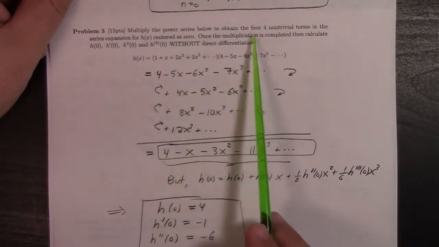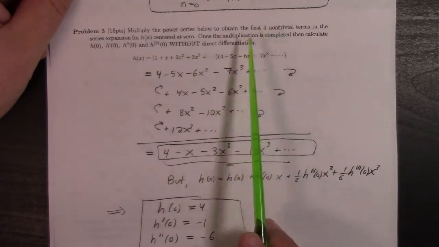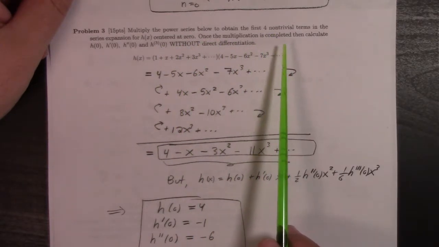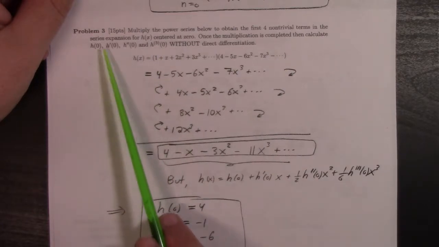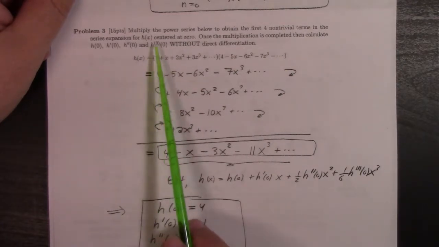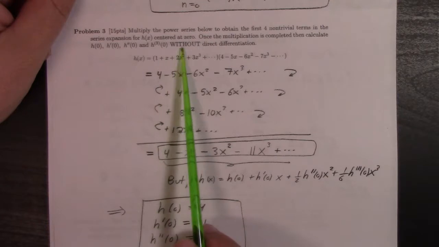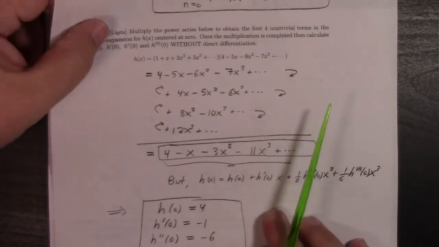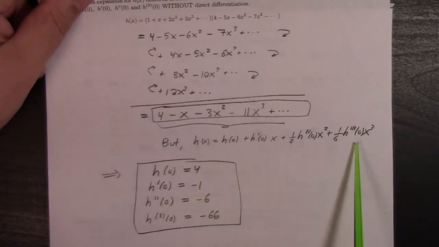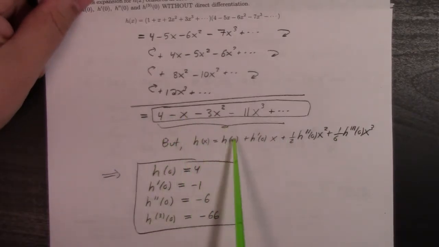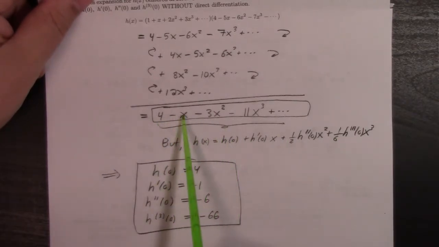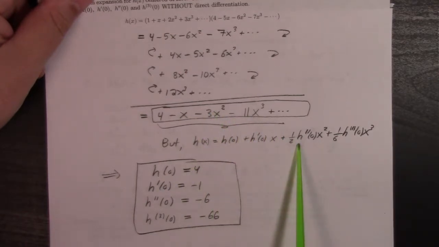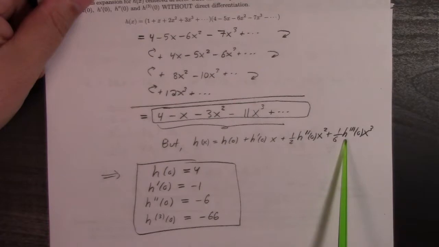Let's see here, problem 3. Multiply the power series below to obtain the first 4 non-trivial terms in h of x centered at 0. Once the multiplication is completed, compute h of 0, h prime of 0, h prime prime of 0, and the third derivative of h at 0 without direct differentiation. So I want to know, does the student actually understand that this is Taylor's theorem and that the meaning of the coefficients is the value at 0, the derivative at 0, the second derivative at 0 divided by 2, the third derivative at 0 divided by 6.